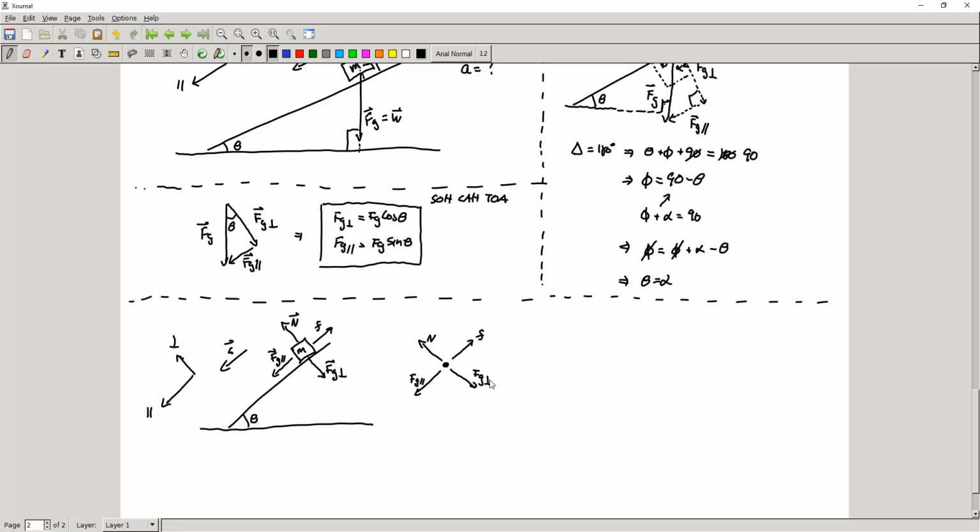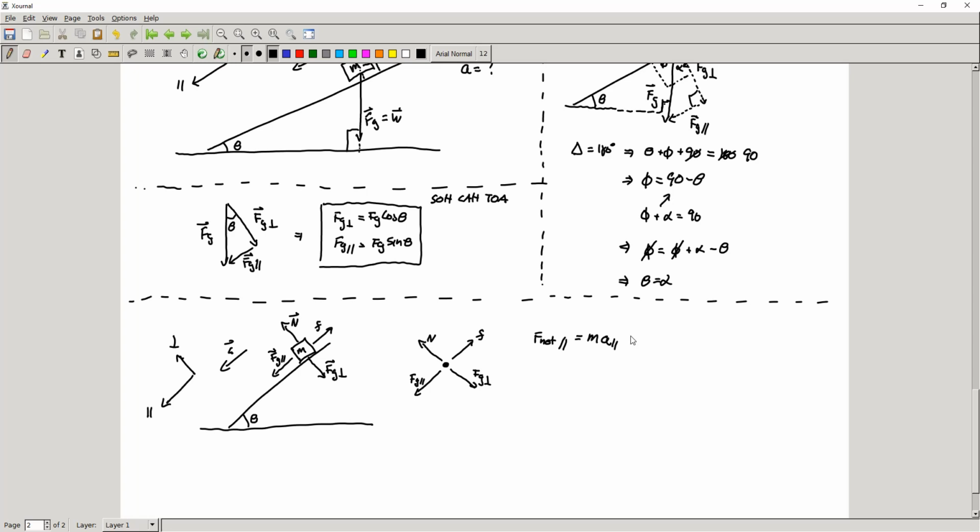And so let's take a look at what's going on in the parallel direction. All we're really interested in for right now is the acceleration of this thing down the hill, and we know that the acceleration is operating in the parallel direction here. It's operating in this direction. So we can take a look at F net in the parallel direction, and this is going to be equal to mass times the acceleration in the parallel direction.